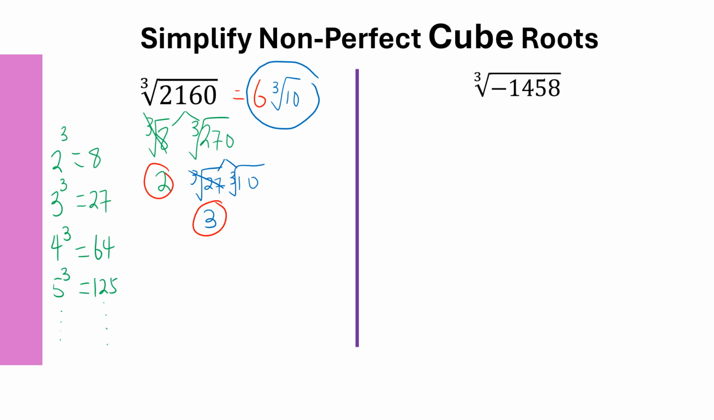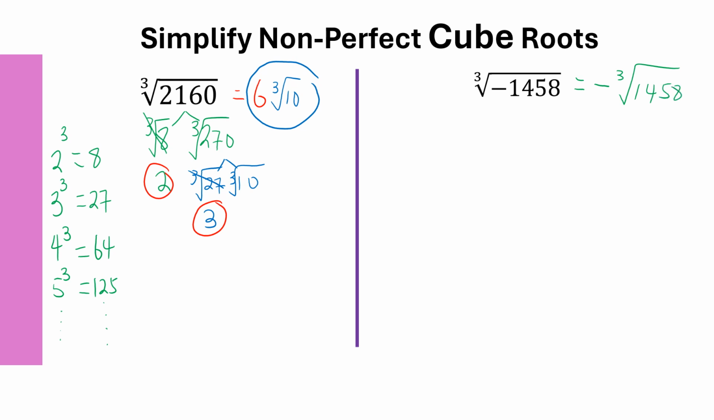Now let's look at our next problem, and you're going to wonder, well, this time we have a negative sign. What do I do with that negative sign inside the cube root? Well, technically, you can just take that negative sign outside the cube root. And why can I do that?